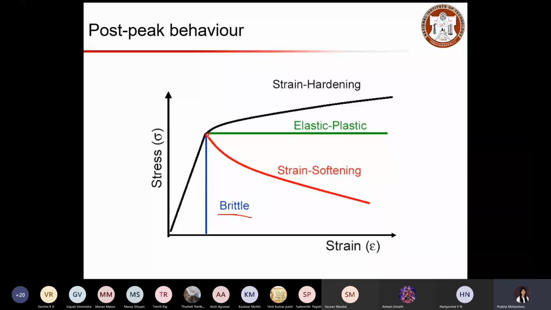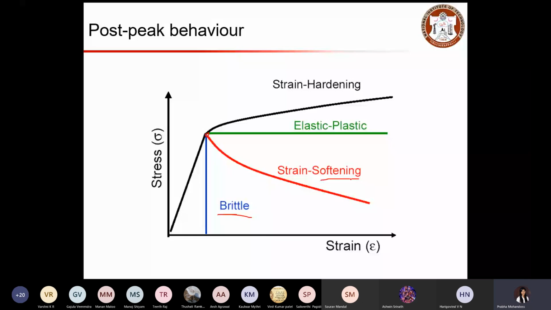So this is termed as strain softening. Your material is so soft, it cannot take further load after reaching peak. You will observe this kind of drop in stress after peak. So this represents strain softening behavior.